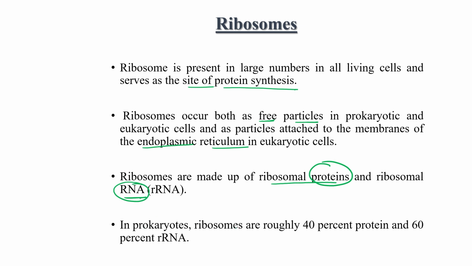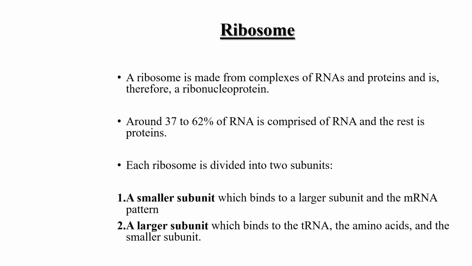So in prokaryotes, ribosomes are roughly 40% protein, so 40% protein plus 60% RNA. By this trick, we can learn this: 40-60 PR. Okay, 40% protein while 60% RNA. Now, our ribosome is made up of a complex of RNA and protein, and therefore we use the term ribonucleoprotein. And around 37 to 60% is RNA and the rest is protein.